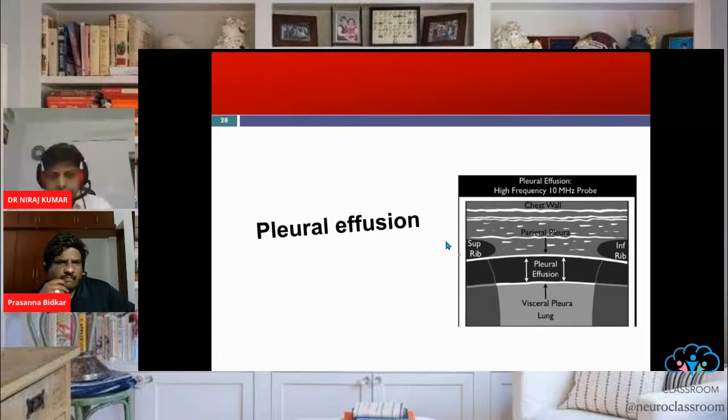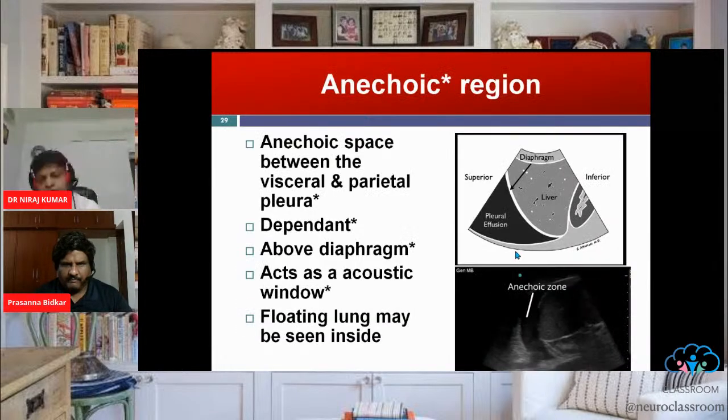Now we have discussed the air column present between the two layers of the pleura. Now suppose fluid is present between the two pleura. So you can imagine this is the parietal pleura and this is the visceral pleura. Now fluid or any kind of blood may also be there. So that status is called pleural effusion. Since this fluid accumulates in the dependent zone, it is mostly posterolateral in location.